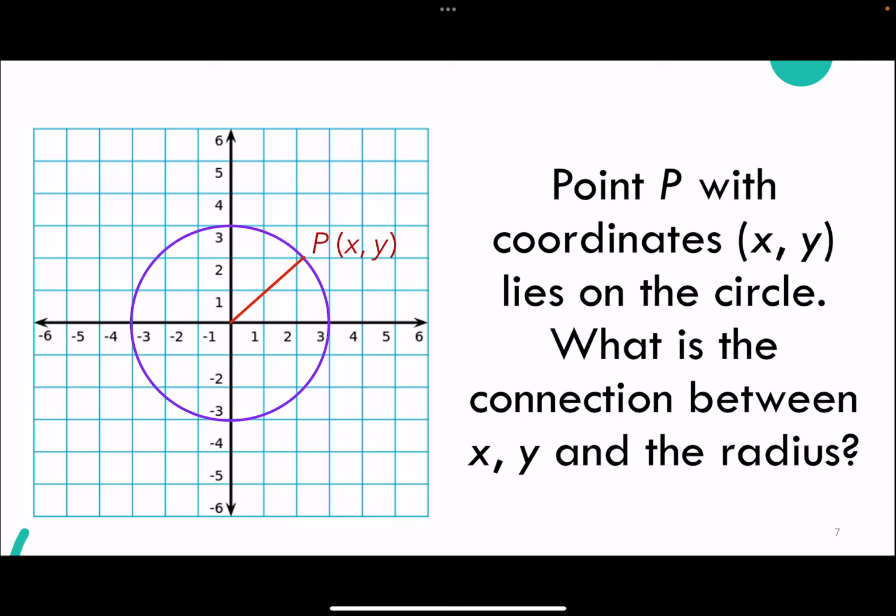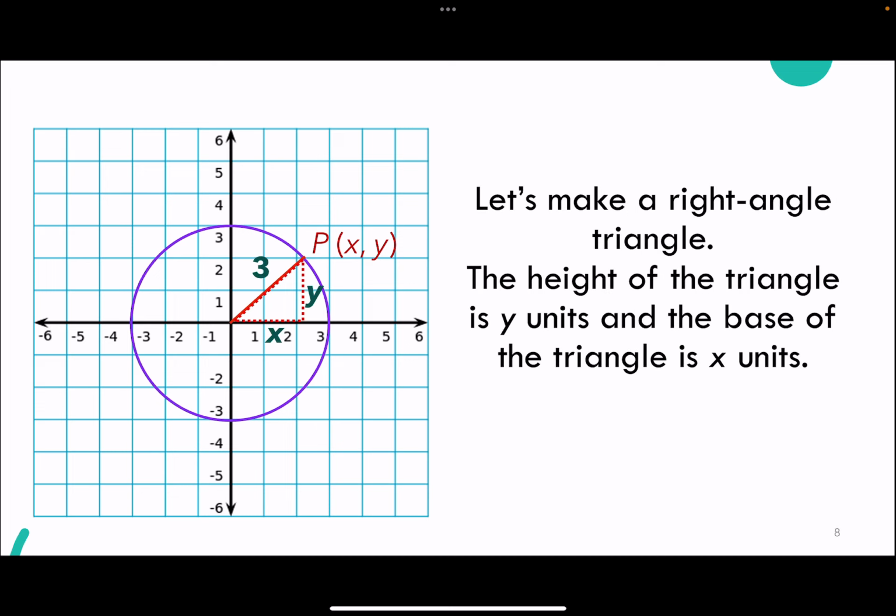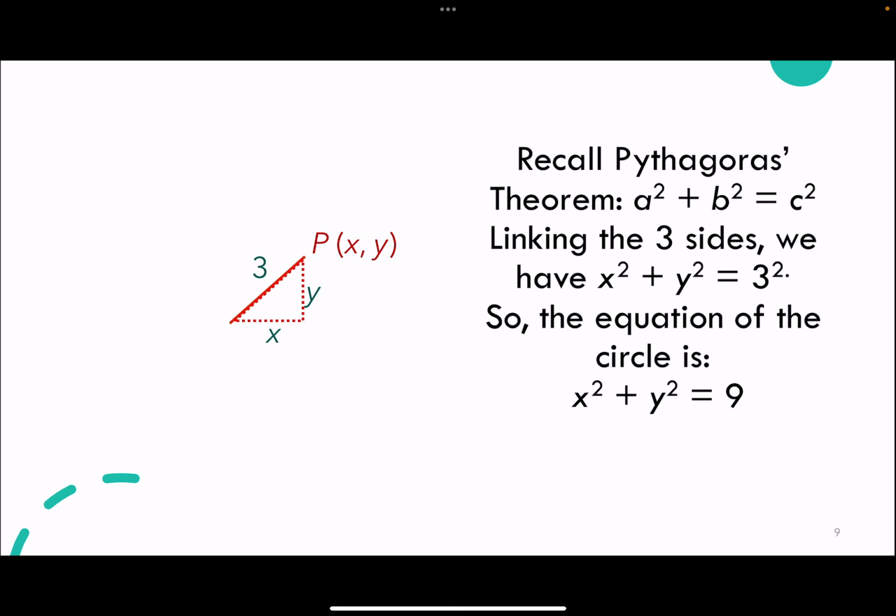Okay, next. Let's have a point called P on the circle itself. I am not going to give you any particular coordinate, just a general one. So I'm just going to call the coordinate xy. So it lies on the circle, and we're going to think about what is the connection between x, y, and the radius. So let's make a right angle triangle. The height of the triangle is actually y units. Okay, so the upright vertical height is always the y units, right? And the base of the triangle is actually x units. So there is actually a connection that can connect x, y, and the radius of 3 together. And that is in this right angle triangle.